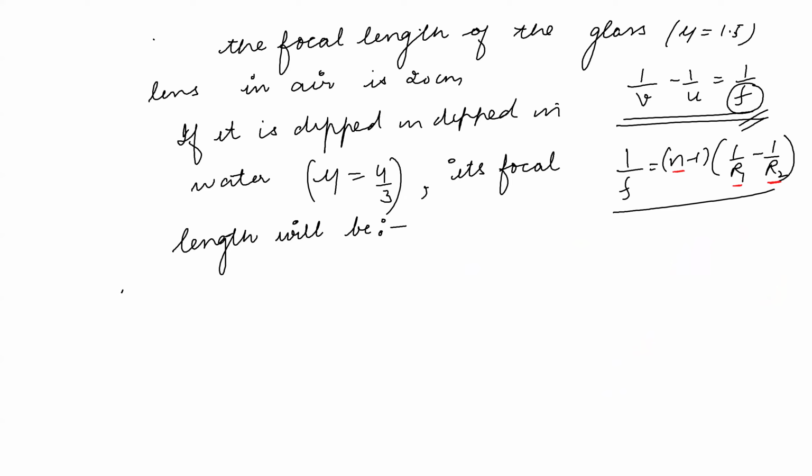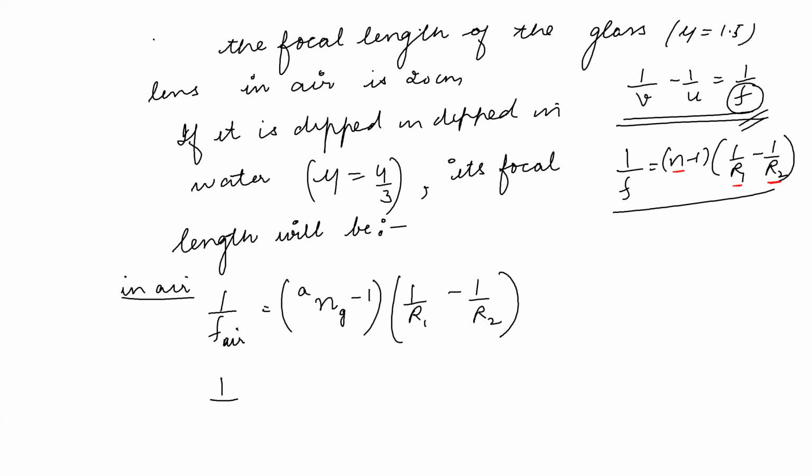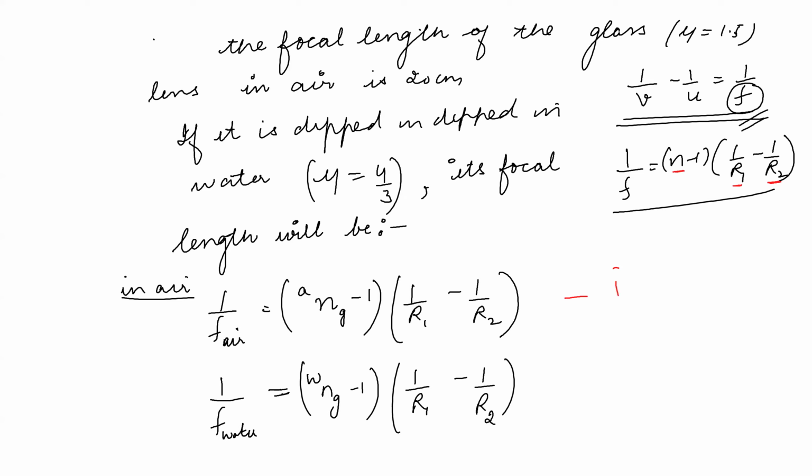That means if I apply, I say 1 by focal length in air is refractive index of light moving from air to glass minus 1, into 1 by R1 minus 1 by R2. Any doubts in this? And the same with water. Then I'm saying light is moving from water to glass minus 1 and 1 by R1 minus 1 by R2. Are we understanding? Do we read the two statements? Once we have placed the same lens in water and the same lens in air, I have two conditions according to the question. Once that happens, I'm going to divide it and this part gets cancelled.